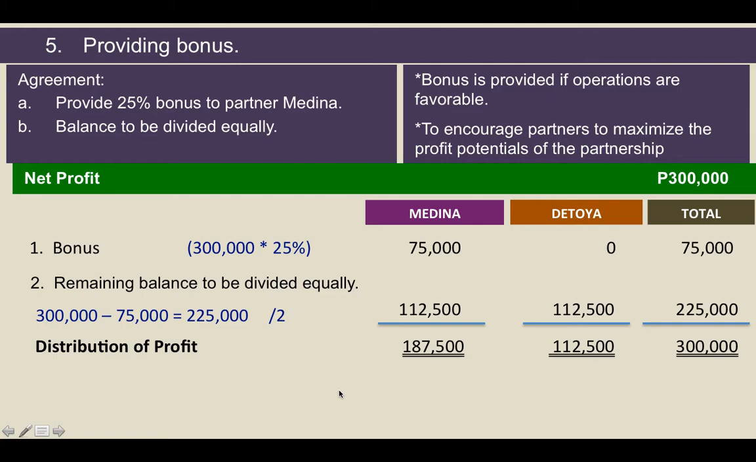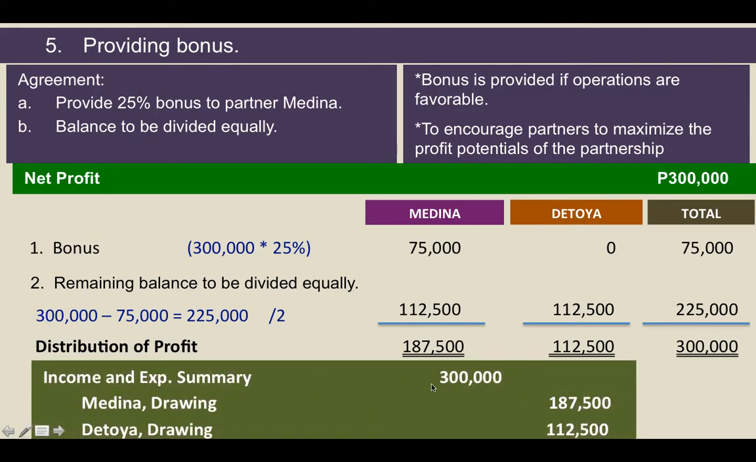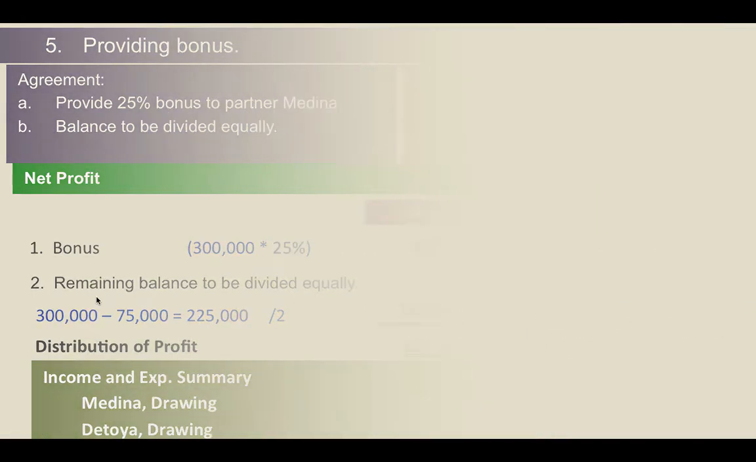So the entry is debit income and expense summary of 300,000, credit Medina drawing of 187,500, and credit Ditoya drawing of 112,500. Okay, next.